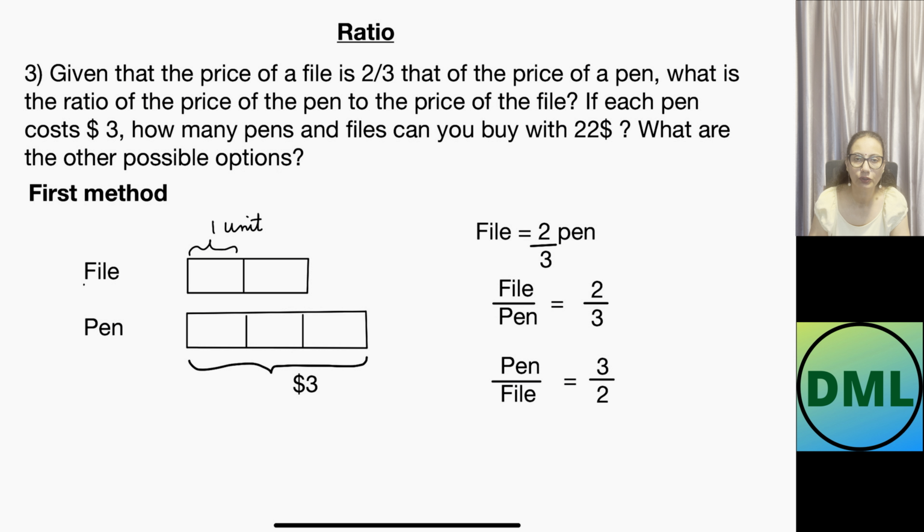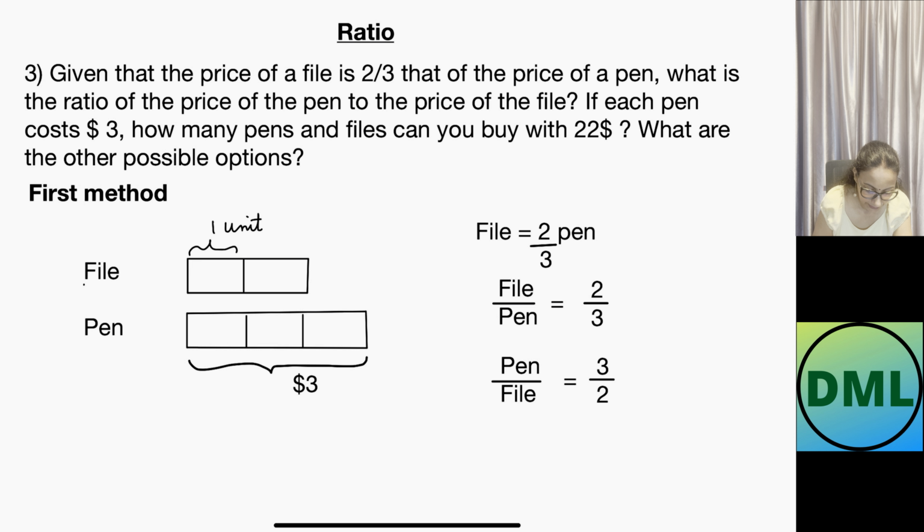We will solve this question with two methods, one with the IGCSE method, one with the CBSE method. The first method is the IGCSE method. If they say that the price of the file is 2/3 of the price of the pen, that means we have a total of 3 units. 3 units for the pen, so we draw 3 boxes for the pen, and 2 boxes for the file.